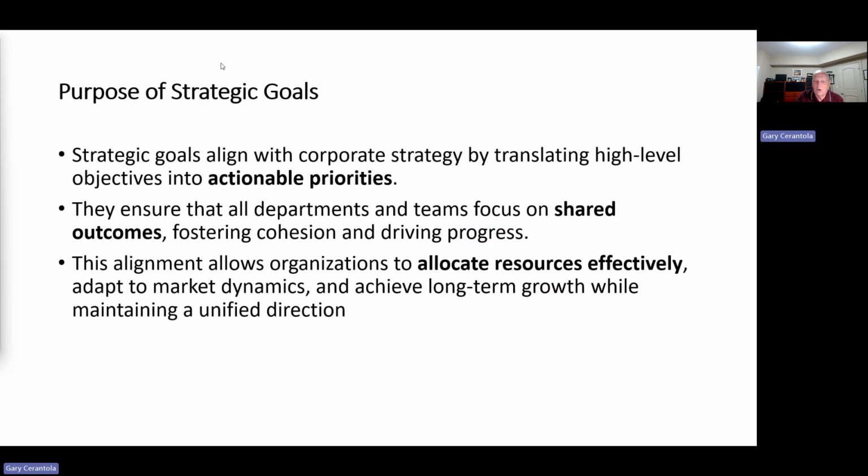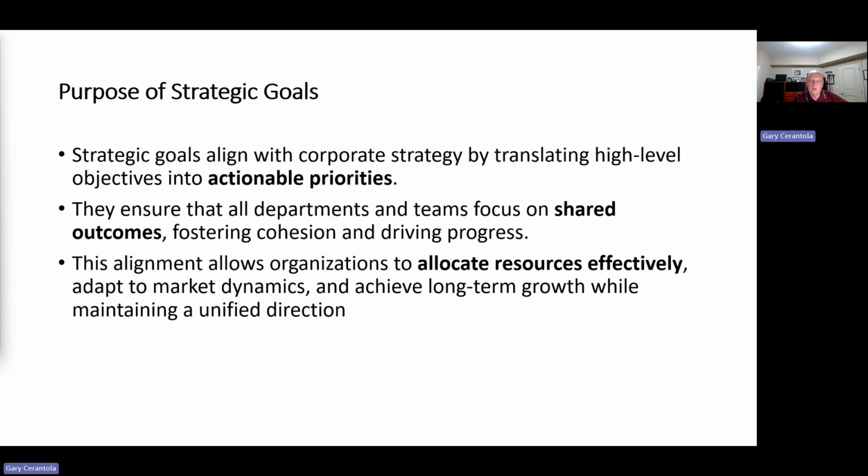Okay. So what is the purpose of strategic goals? Well, essentially, it really outlines the actionable priorities. And again, when we talk about strategic goals, think about microeconomics. All right, you're making the best choices, and what you're really dealing with is opportunity cost.